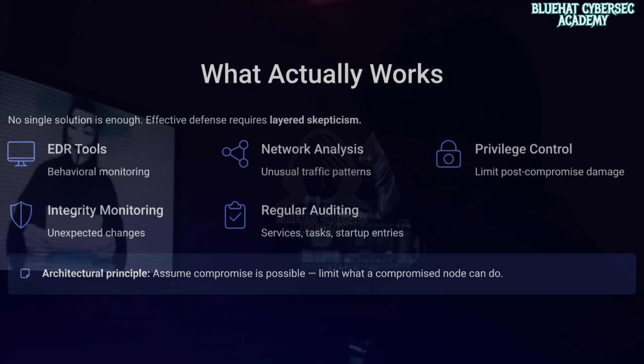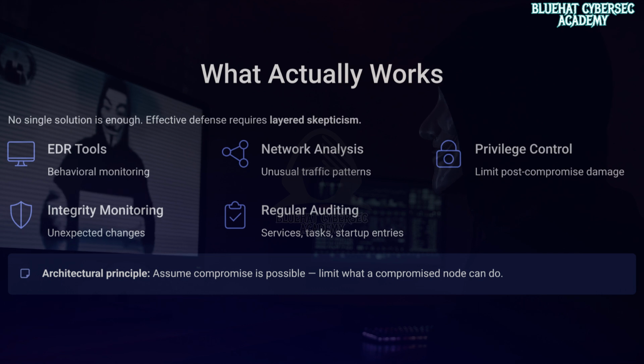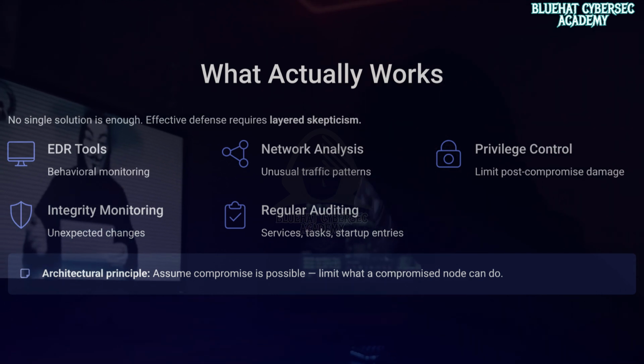But the most important defense is architectural. Assume compromise is possible and design systems that limit what a compromised node can do.